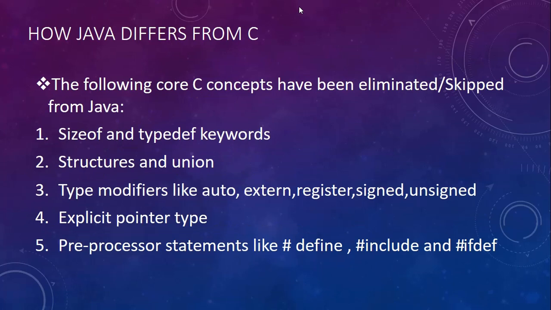Let us see how Java differs from C. The following C core concepts have been eliminated or skipped from Java. First, the sizeof operator and typedef keywords in C are removed from Java. Structures and unions are removed from Java. Then type modifiers like auto, extern, register, signed, unsigned, which are very popular in C, are removed from Java. Then the explicit pointer type is removed from Java. Then preprocessor statements like #define, #include, #ifdef are also removed from Java.